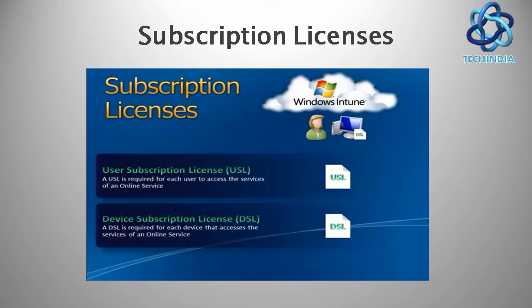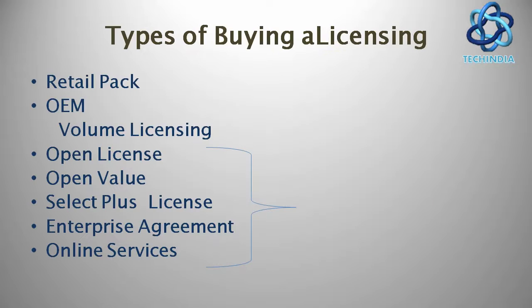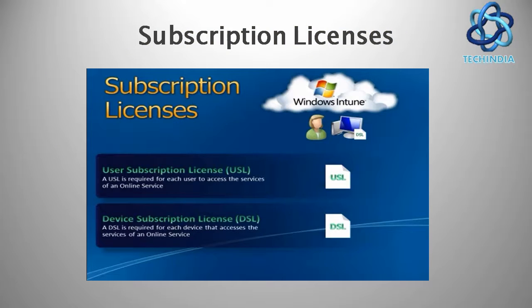In this, there are 2 types. One is USL, that means user subscription license, and DSL, device subscription license. Based on the need, based on the application, which product you are going to buy from the cloud, you can select whether you want user based or device based. So until now, that is what we learned about licensing.